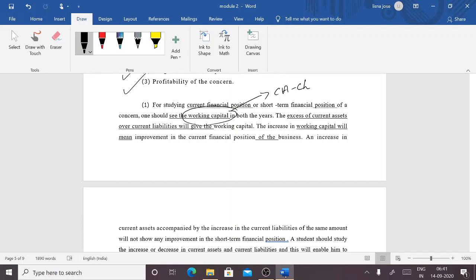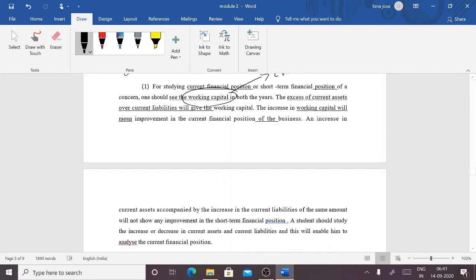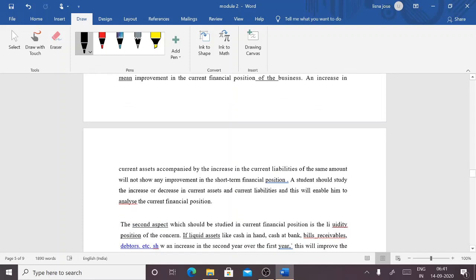The increase in working capital will mean the improvement in the current financial position of the business. An increase in current asset accompanied by an increase in current liabilities of the same amount will not show any improvement. For example, if current asset of the company is 2 lakh and the current liability of the company is also 2 lakh, does it have any positive impact on the company? No, because the current asset and current liabilities are the same. There is no improvement in the working capital position.